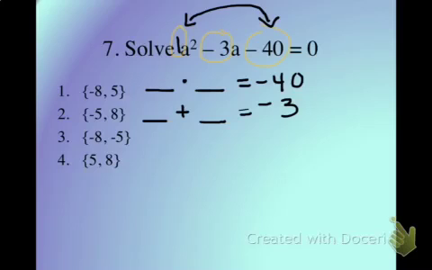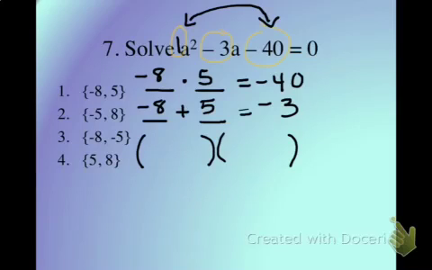Okay, so when you think about it, you need a negative and a positive, and you know that your bigger number is going to be negative because it ends up adding up to a negative. So hopefully you realize that it's going to be negative 8 and positive 5. So what we're going to do is we're going to set up our factoring. Our variable is a, and our first coefficient is 1a. And then we're just going to put our special numbers in there, negative 8 and positive 5.